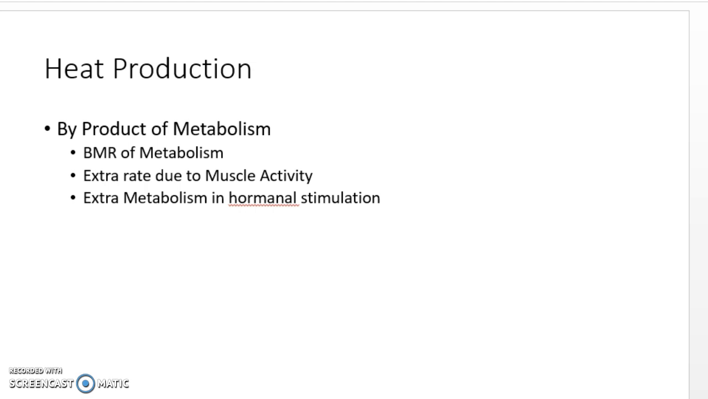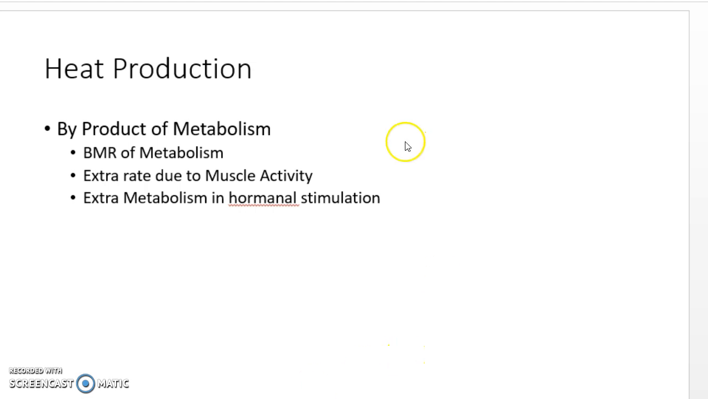The next thing I want to mention is the hormones that increase metabolism. As we know, epinephrine, and we can put T3 and T4. So any extra metabolism is going to be hormone stimulation. And then I want to talk about the extra rate of muscle activity. When there's more muscle activity, there'll be more hormone production. Extra metabolism is due to hormone stimulation: epinephrine, T3, T4.